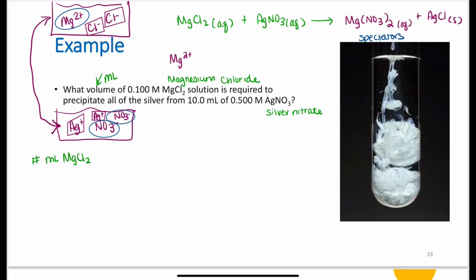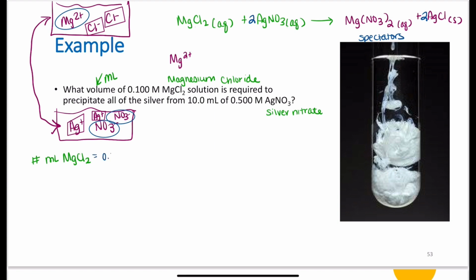I've got 1 magnesium on each side. I have 2 chloride on my reactant side, so I need 2 chloride on my product side. I now have 2 silver on my product side, I need 2 silver on my reactant side, and now I have 2 nitrates on each side. My reaction has been balanced. So back to the original question, how many moles of magnesium chloride do I need?